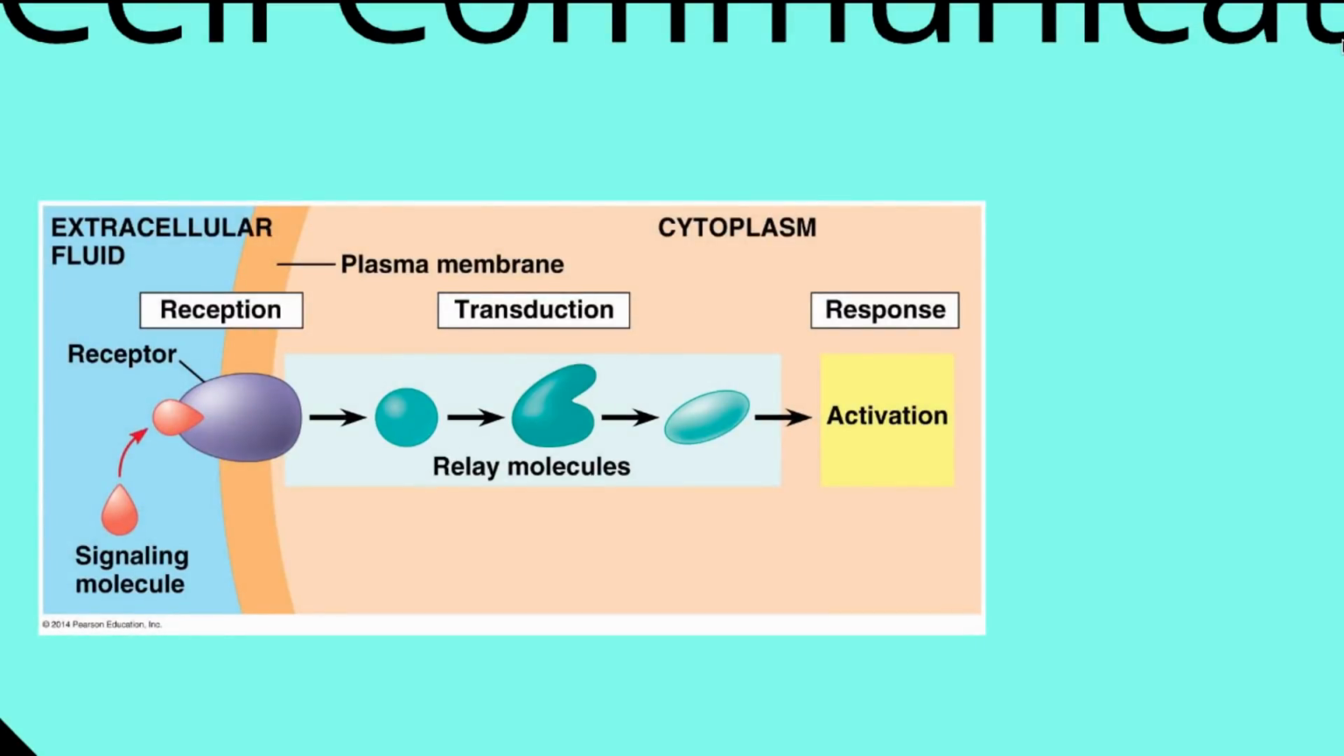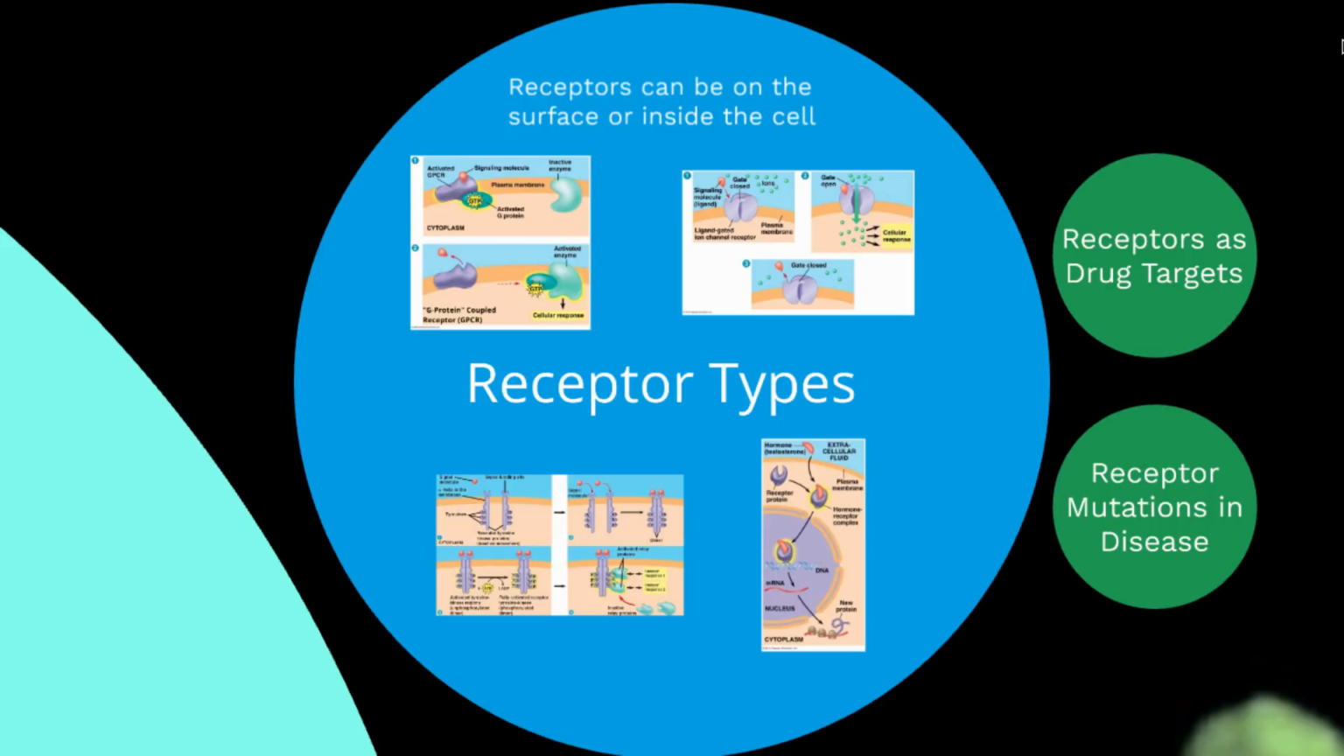Okay, so we're going to talk a little bit about reception and some different receptors. We'll talk a little bit about signal transduction pathways. We're not really going to get into response all that much, since response is highly cell dependent. So starting off with receptors, receptors can be found either on the surface of the cell or inside the cell. And this is going to depend on the type of signal that these receptors are picking up.